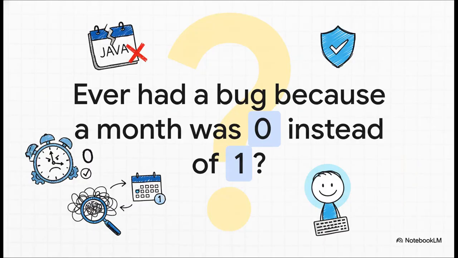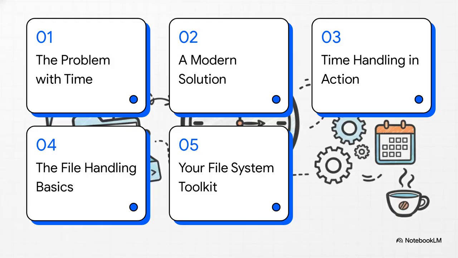Oh man, if you've been coding in Java for a while, I bet you're nodding your head right now. You felt this exact pain. You spend hours hunting down some weird bug, only to find out your date is off by a whole month because the old API thought January should be 0. It's like a frustrating rite of passage for Java devs, but thankfully, it's one we can leave way in the past. So here's our game plan.